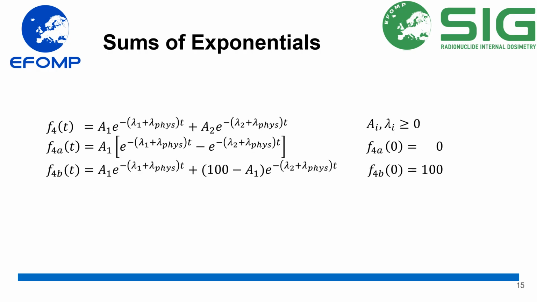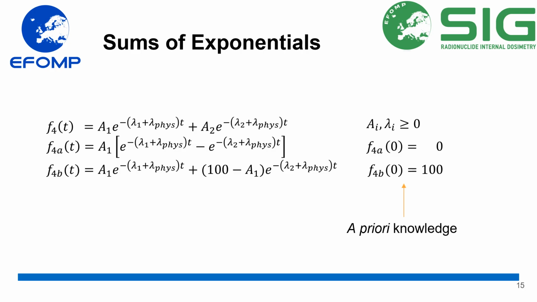Here you see an example of sums of exponential functions. The first function is just a bi-exponential equation. The second function with 3 parameters is a bi-exponential with an uptake and a clearance term, and the last function has 2 clearance terms but starts at 100 at time point 0, so it is well suited for the total body kinetics.